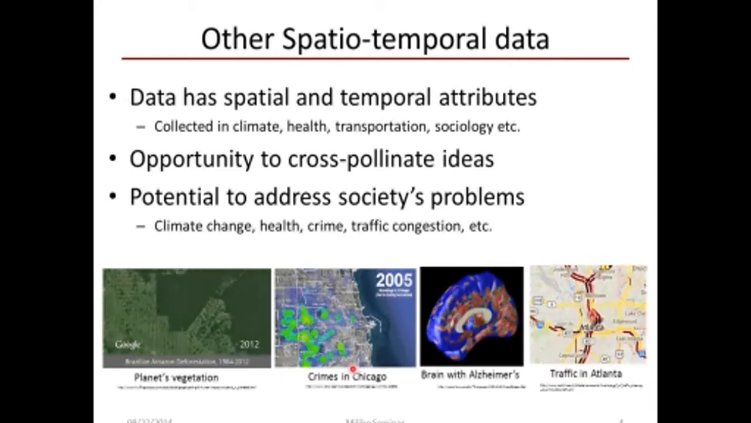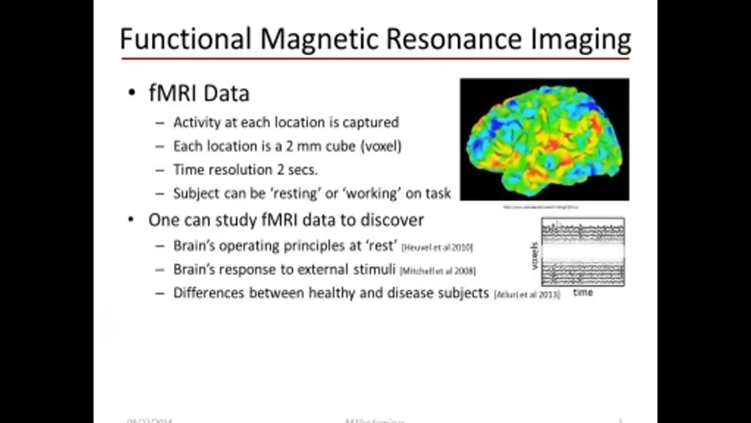So all these data sets, including the fMRI, share this common characteristic that a measurement has both space and time associated with it. And so the problems that are studied in these domains are also very similar. There is an opportunity here to cross-pollinate ideas between these domains. You may be working on some spatio-temporal data sets that I have not listed here, and I'd be happy to hear what you think about the problems that we talk about later on. Studying these data sets has the potential to address society's problems in terms of climate change, health, crime, or traffic congestion, etc.